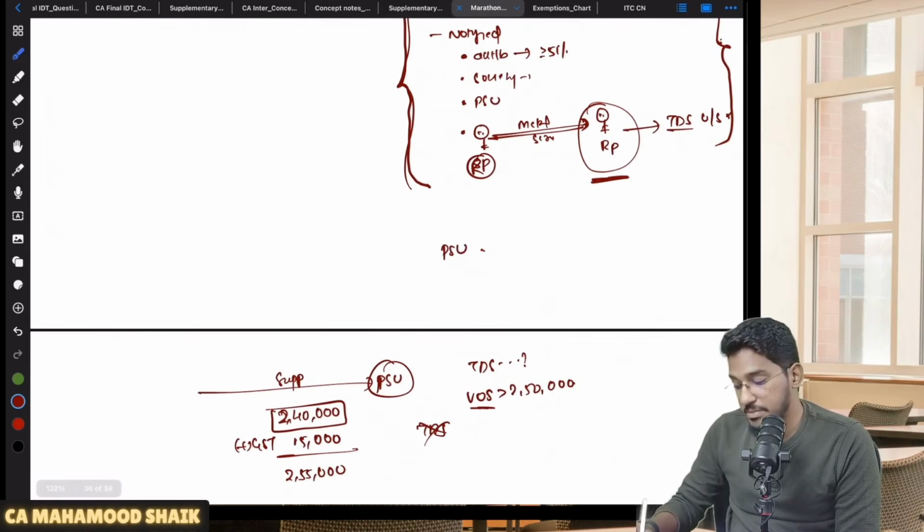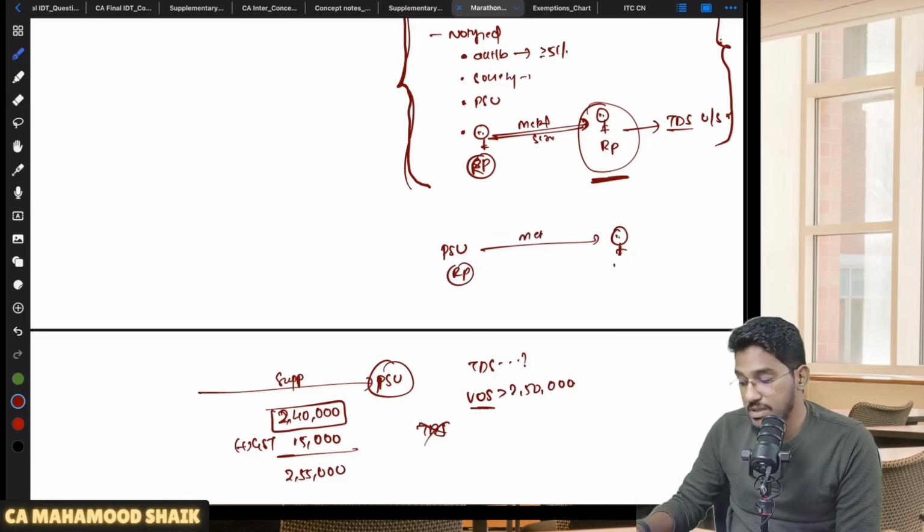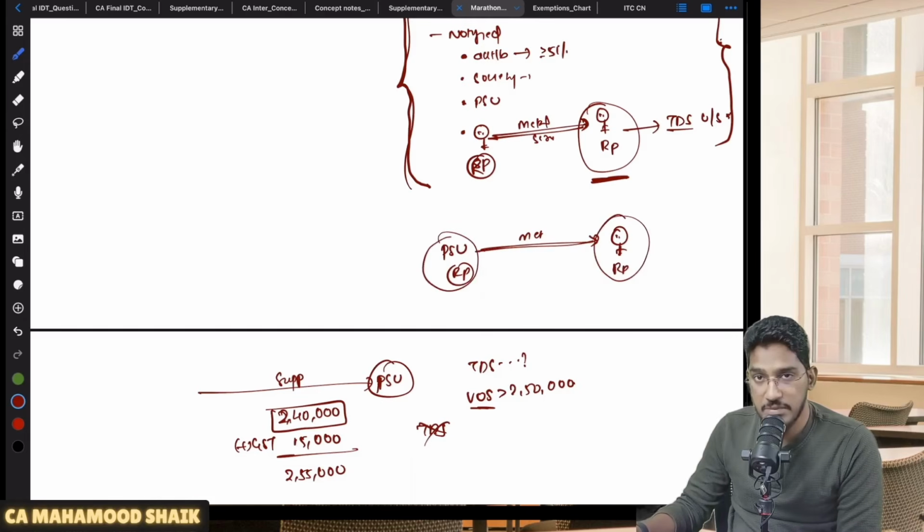Let us say, for example, there is a PSU. If that PSU is making supplies of metal scrap, and the PSU is also registered, and they are making a supply to a recipient who is a registered person. Sir, this is also a supply happening among notified persons only. No, will TDS become applicable? Yes, here TDS will become applicable. So the point which I want to say here is this one.